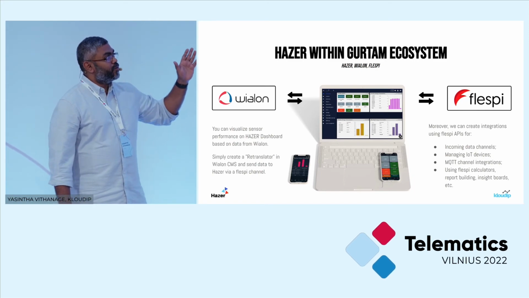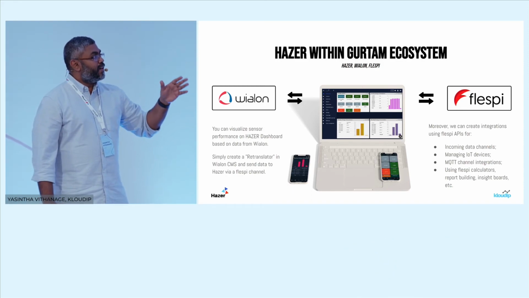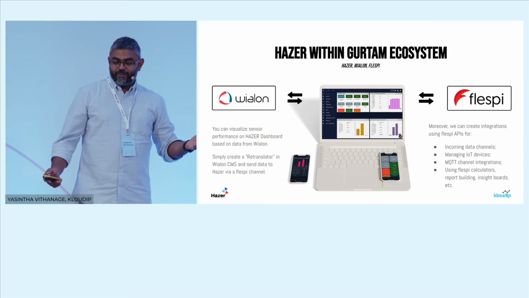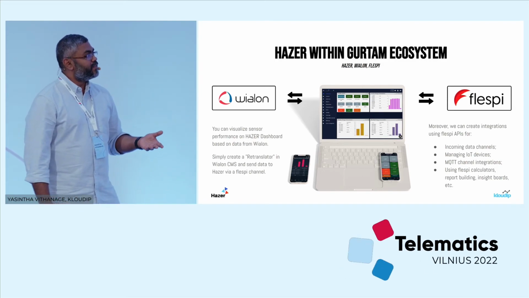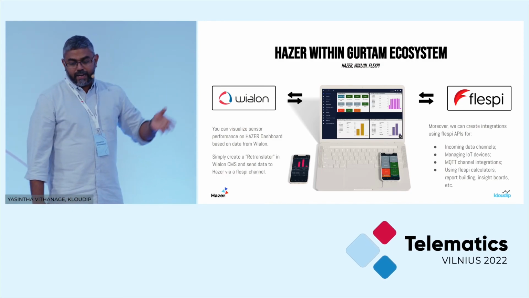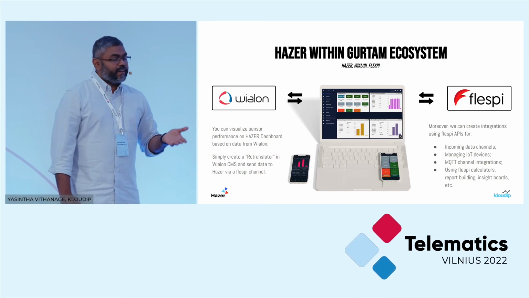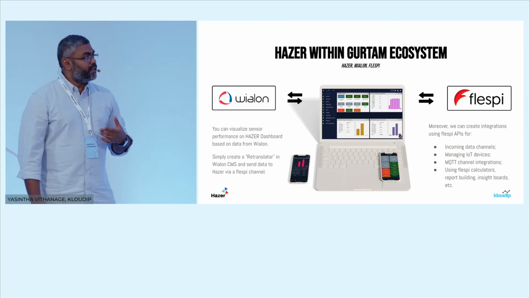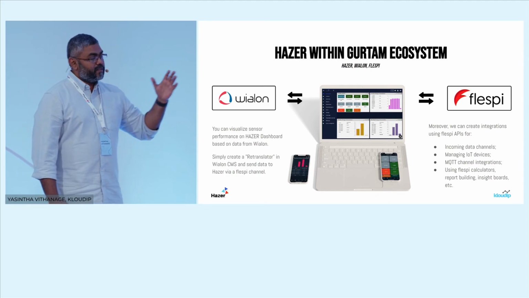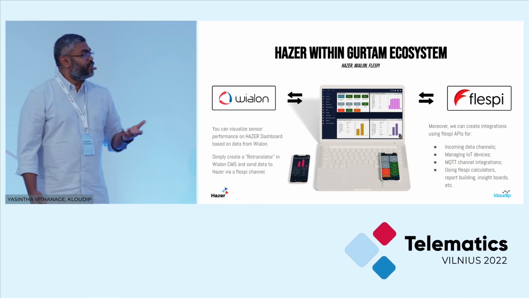If you want to integrate with Wialon, you just have to create a trace translator and send it to HAZER via the FlashSpeech channel, and then it's well integrated. So we work with almost all the APIs to get information via MQTT to give the real-time information, and then we use the calculators and the MQTT channel, the PVM, to manipulate the parameters and so on. So it's not very difficult to get some data from Wialon. Maybe it requires a few minutes.